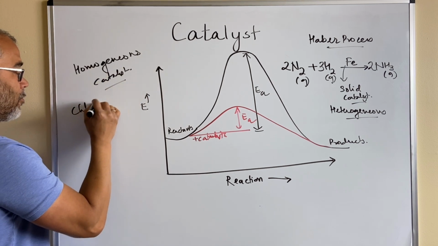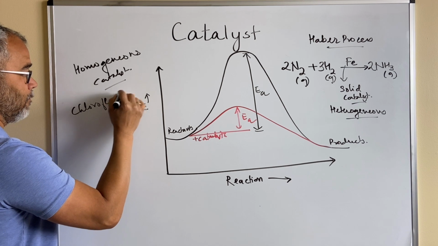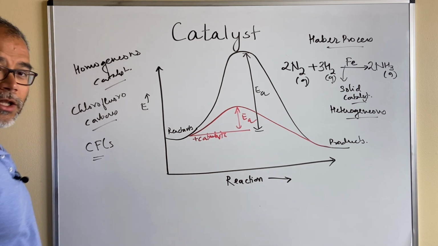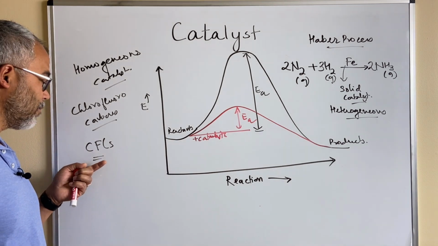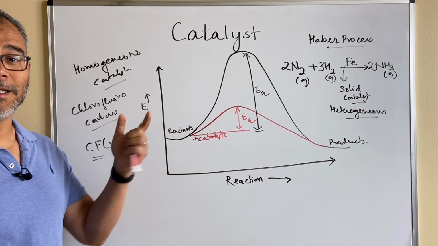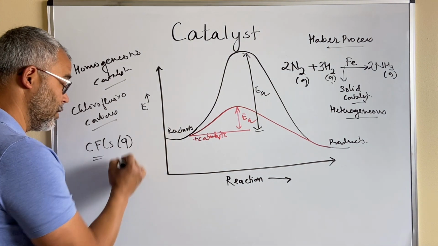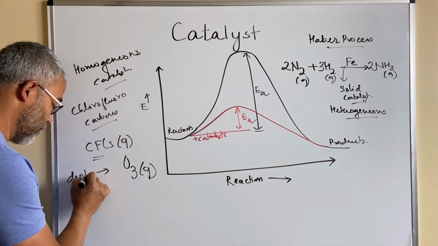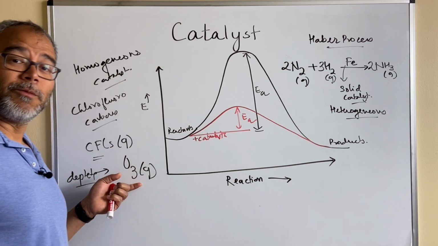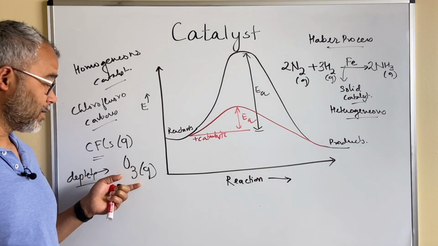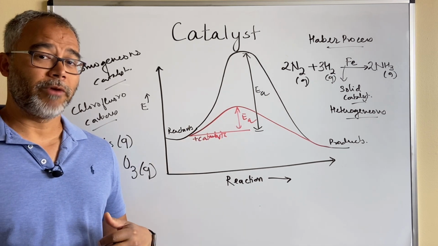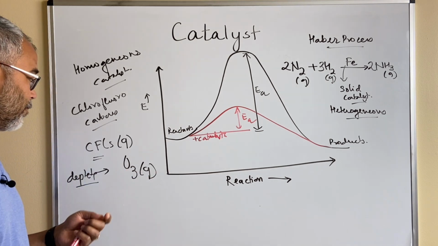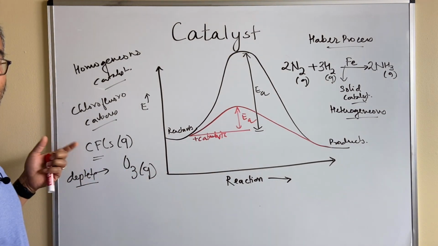are chlorofluorocarbons. These are also known as CFCs. These are produced from refrigerants, and basically what they do is they go up into the ozone layer and they deplete the ozone layer. So these are gases. Ozone is also a gas. They deplete the ozone layer because they make it much easier for the ozone to break down, and as a result of that depletion, the sun's harmful UV rays come through, and that causes a lot of skin damage. There are other issues that happen from that, but long story short, chlorofluorocarbons act as a homogeneous catalyst.